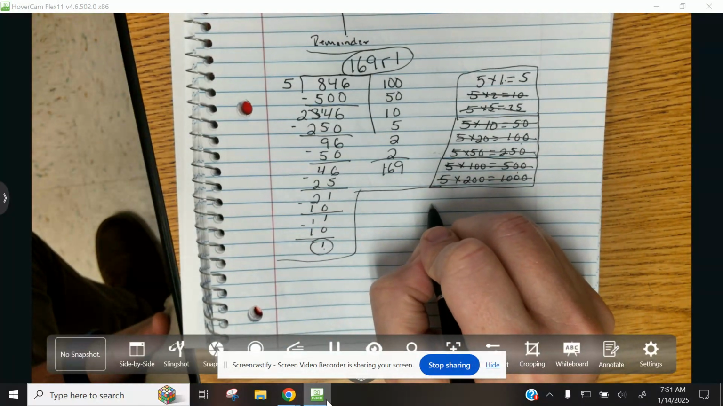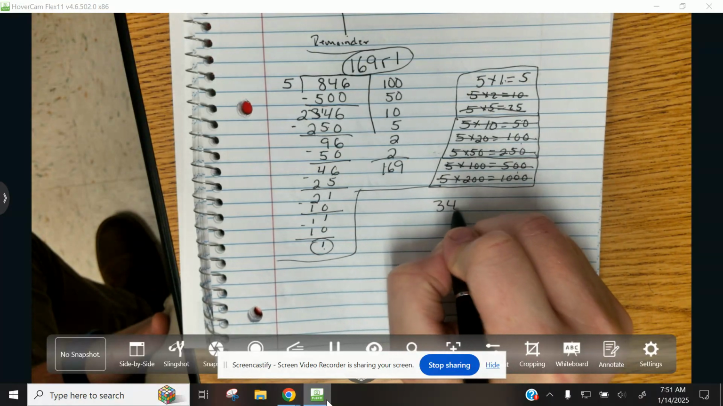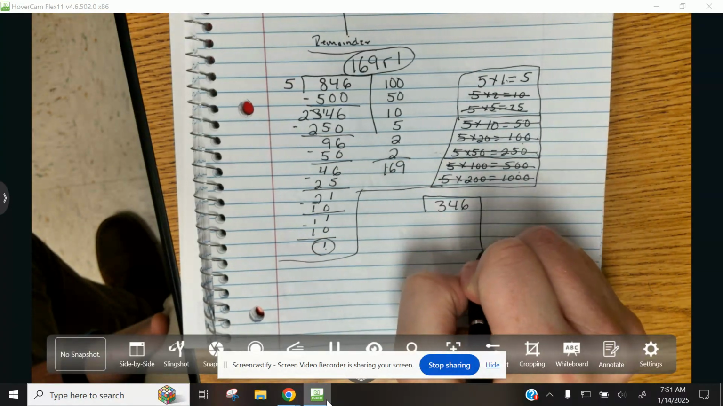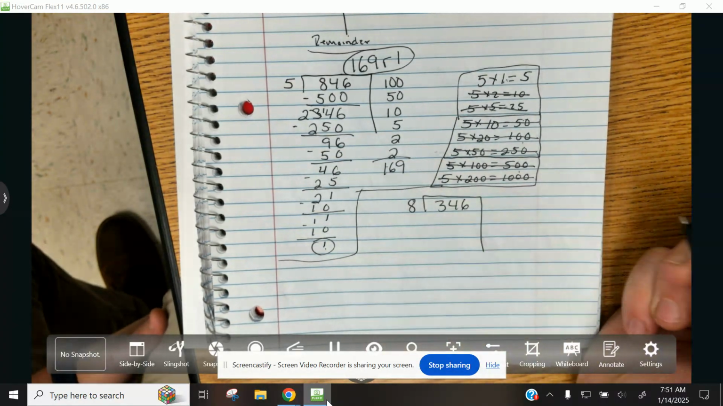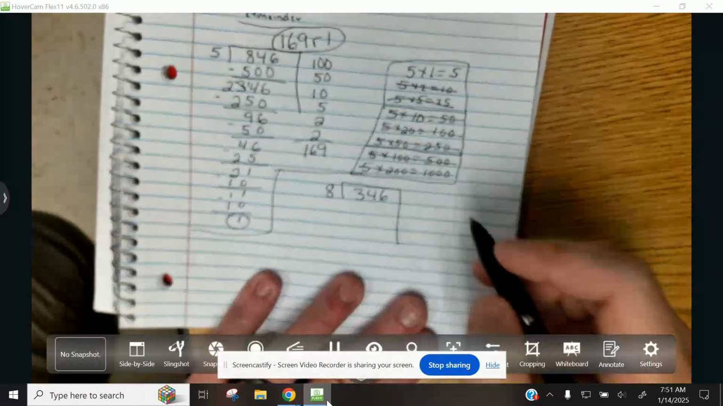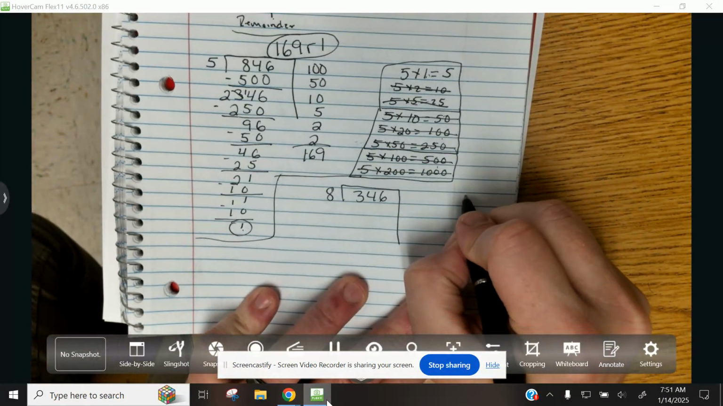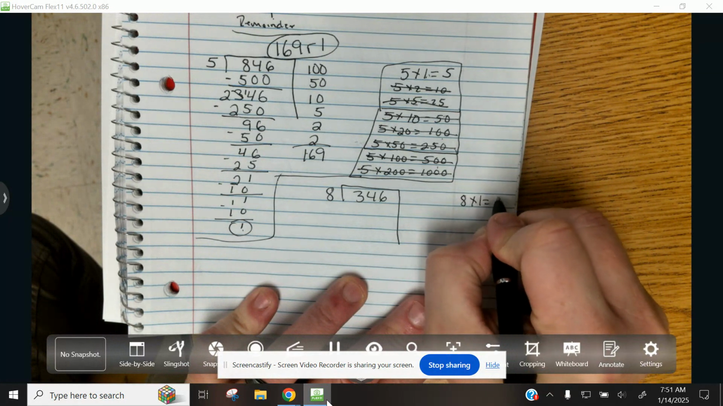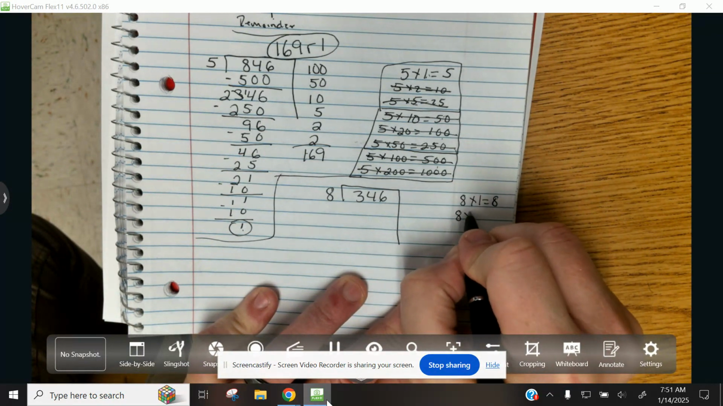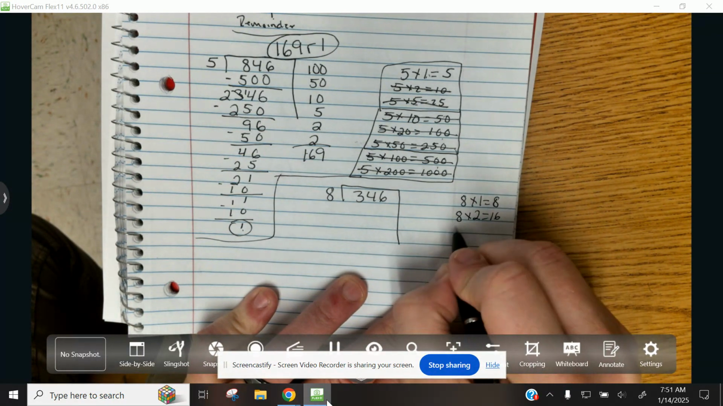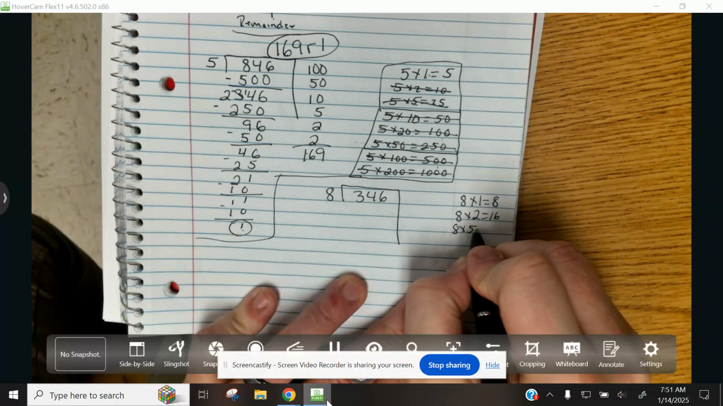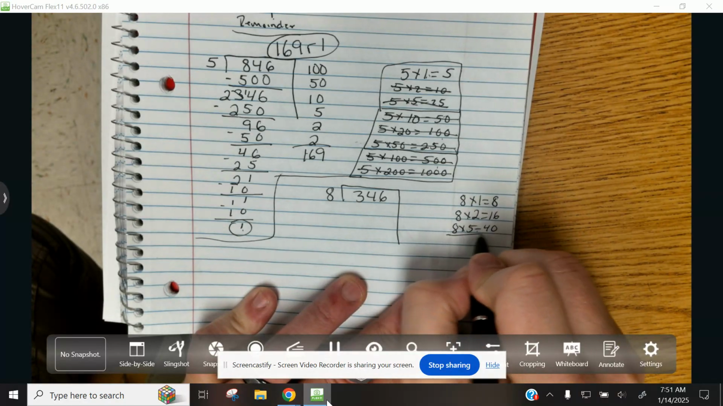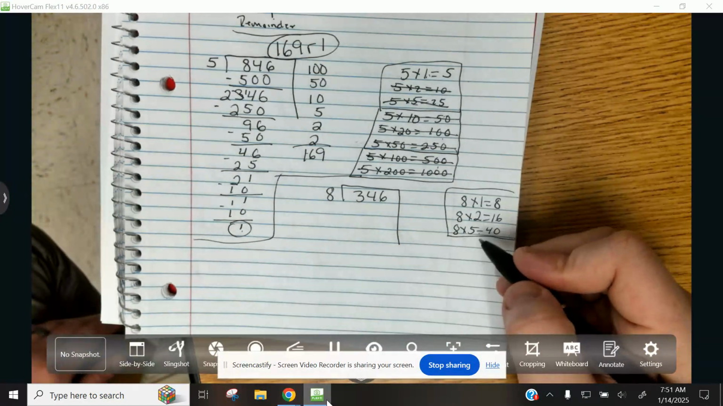So let's go, 346 divided by 8. Okay. So I'm going to make my help box. I'm going to come over here and go 8 times 1 equals 8. 8 times 2 equals 16. 8 times 5 equals 40. Those are the three numbers that we always use, 1, 2, and 5.